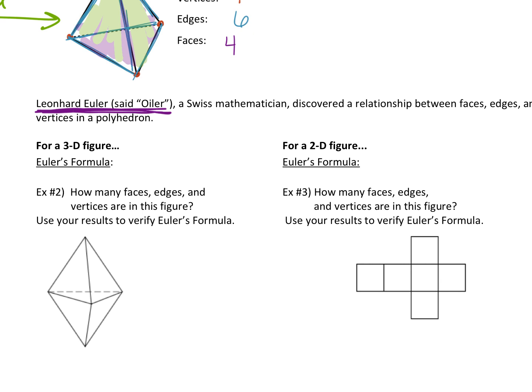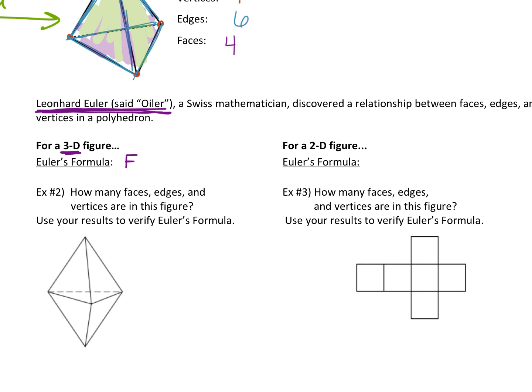He found this relationship that links faces, edges, and vertices in a figure. Now, I'm going to give you 2 formulas, and I'm going to tell you right now that the only one I will ever test you on is the 3-dimensional figure, okay? So this one, I'm going to expect you to have memorized. It's the only formula in this chapter that I expect you to just know. Okay, so Euler's formula for a 3-dimensional figure is this.